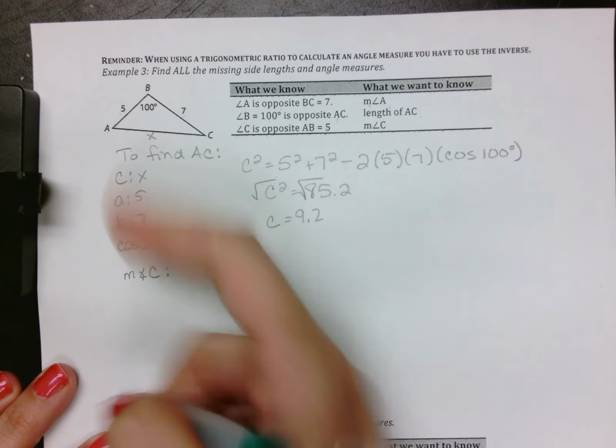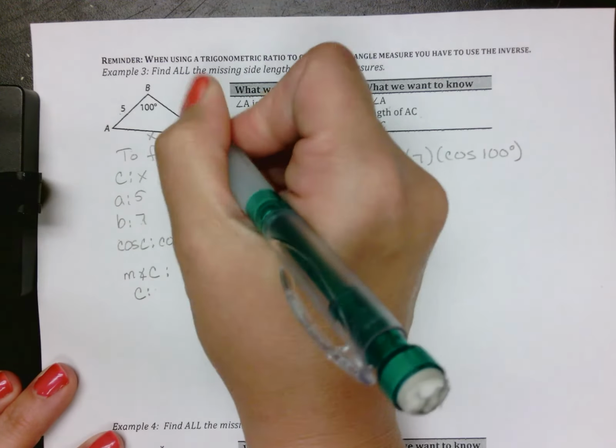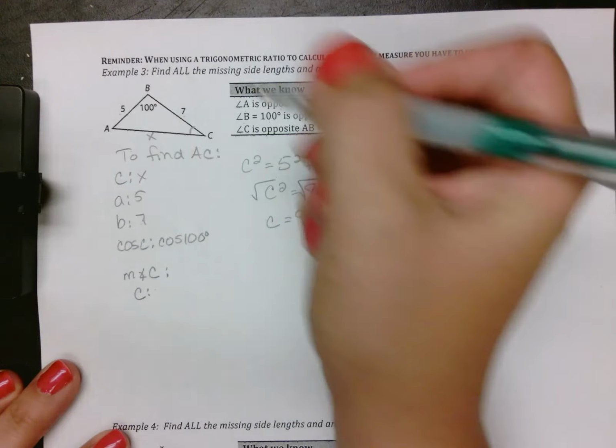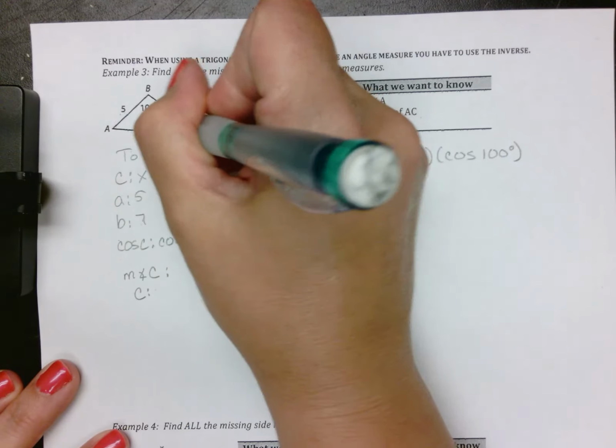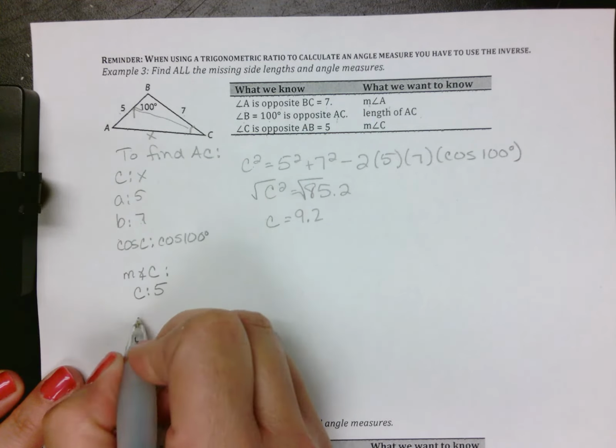To do that, we need to identify our A, our B, and our C again. So C, this is what I'm looking for. This is the corner that I'm looking for. So C needs to be opposite that. So I'm going to go over here. Opposite C is 5. So C is 5.